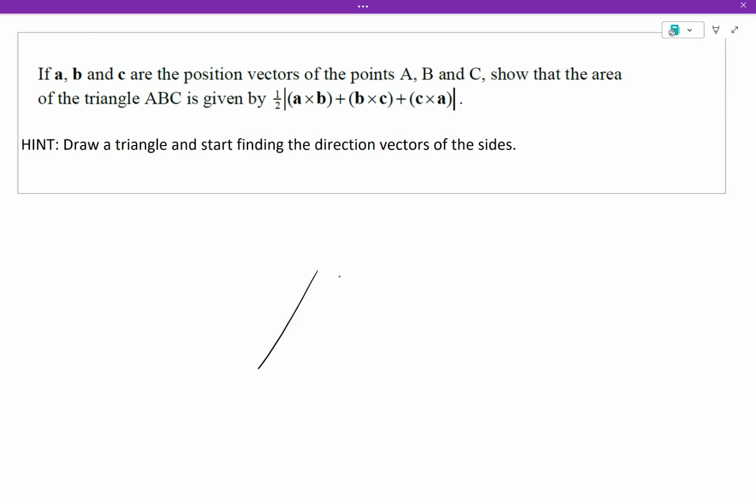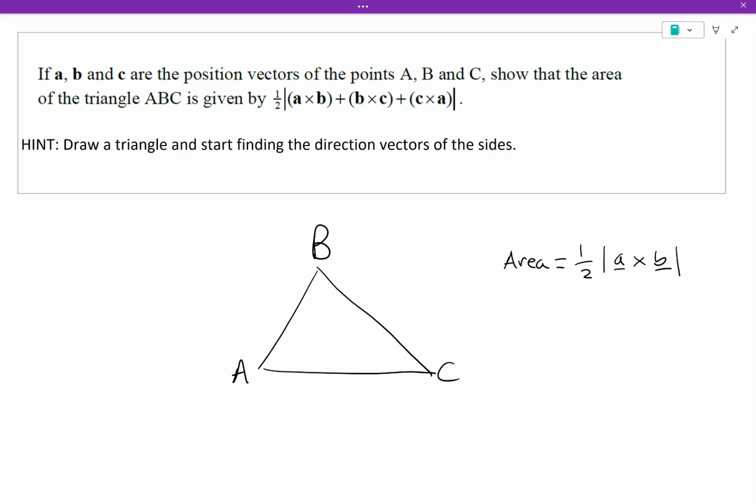Now the capital A, capital B, and capital C are the vertices of our triangle. So let's draw a triangle and let's label A, B, and C. Now remember, our area of a triangle formula is equal to half the magnitude of the cross product of a and b, where the a and the b are the vectors of two of the side lengths.